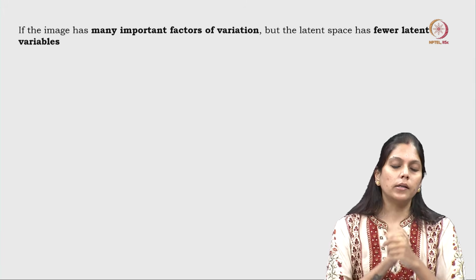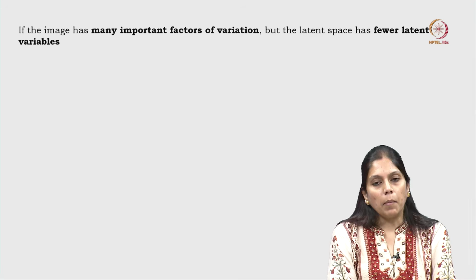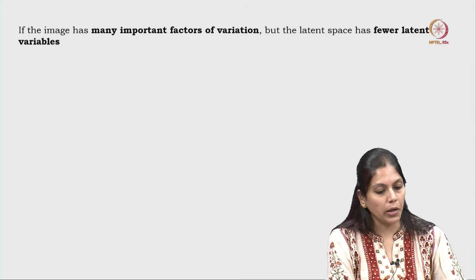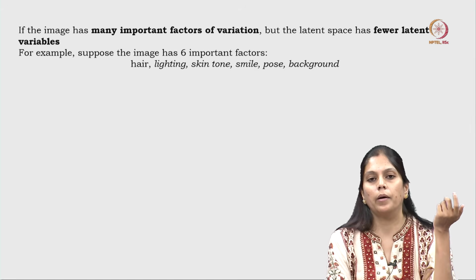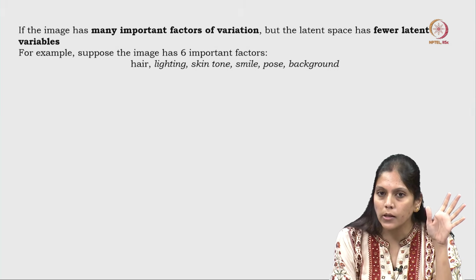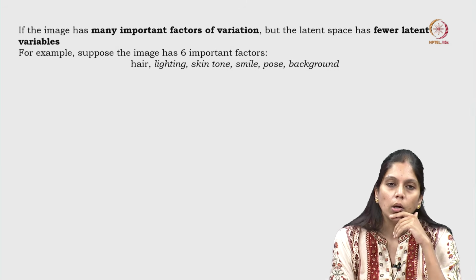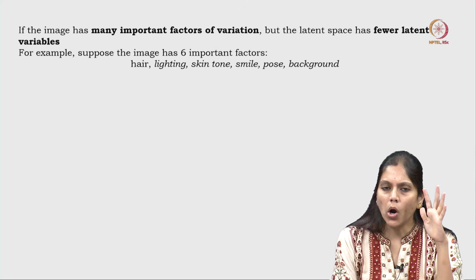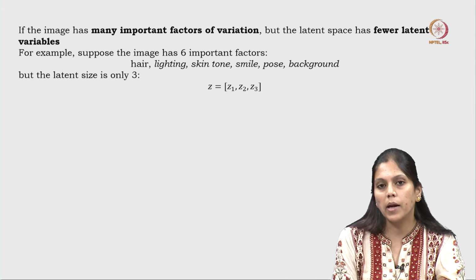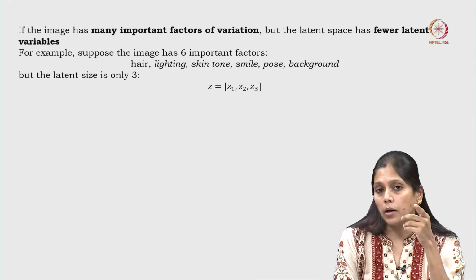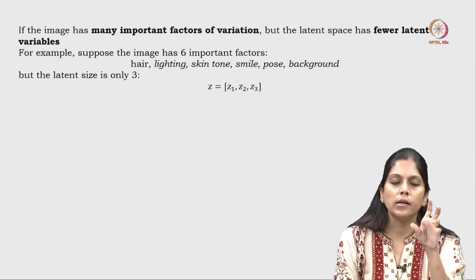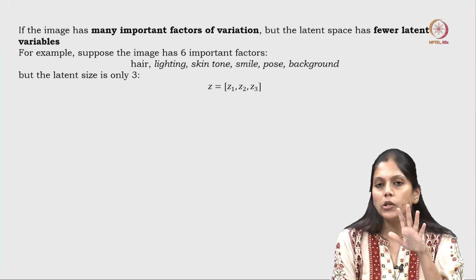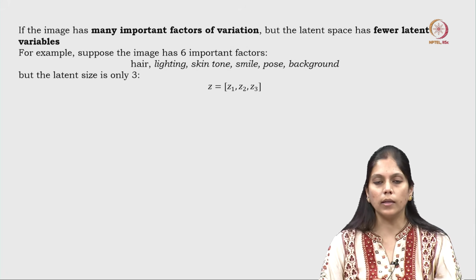But can we consider a scenario where the number of variations in the image is large? There are many such important variations. For example, look at this: there are 6 important variations. So far in our understanding, we had taken an equal number. But now the latent space size is lesser than these important variations. Here the latent size is only 3.